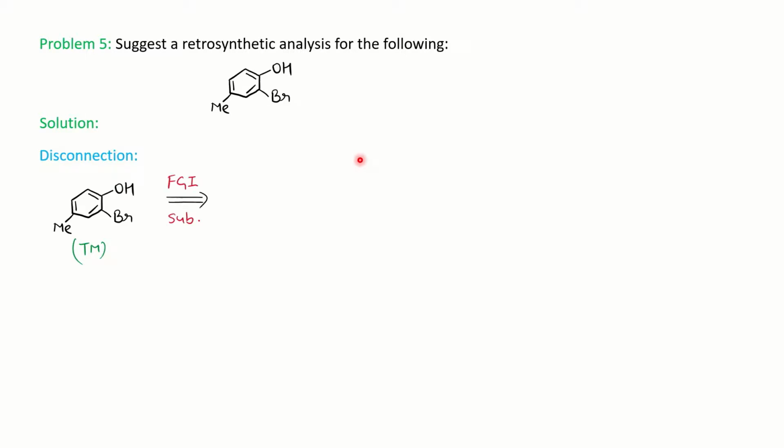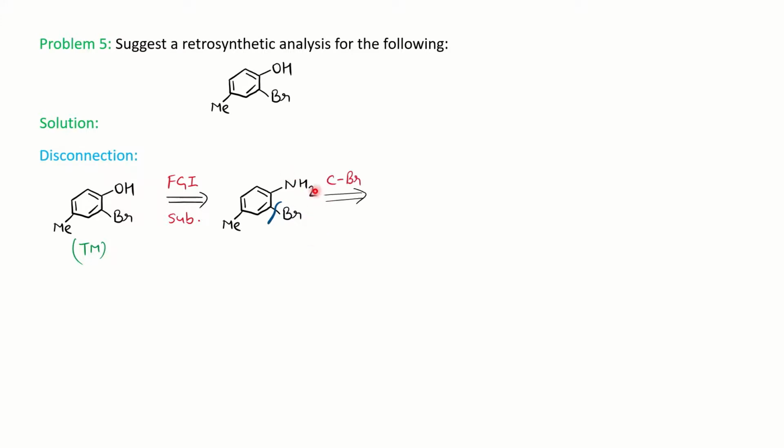First we'll be doing FGI, where we'll be doing the substitution, and we can convert this OH group into NH2. And why are we doing that? We know that NH2 can later be obtained by reduction, that is, in synthesis you can do nitration and convert it into a nitro group. Okay, so we'll be seeing here the disconnection approach.